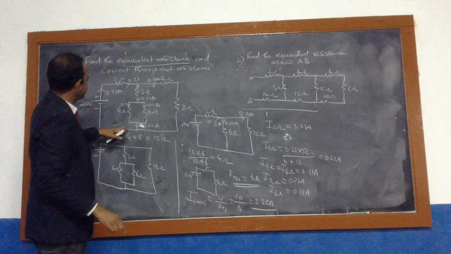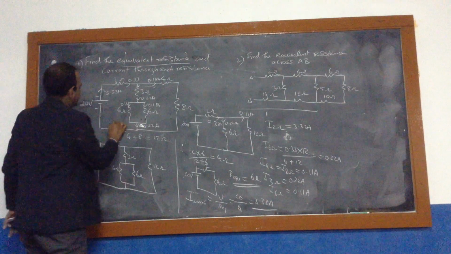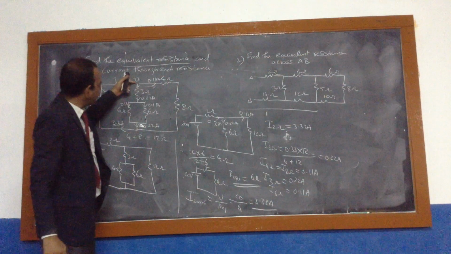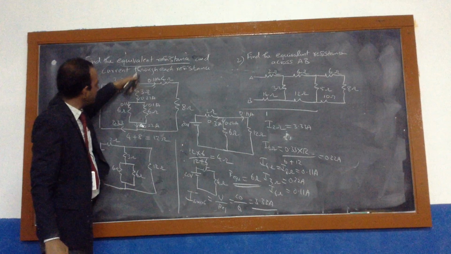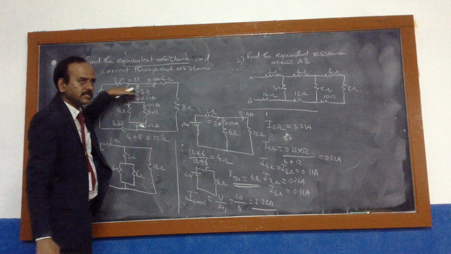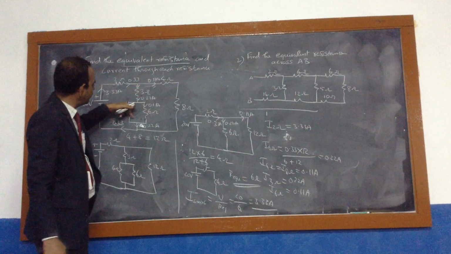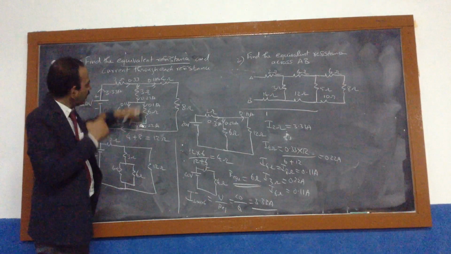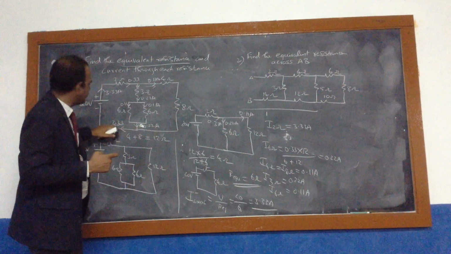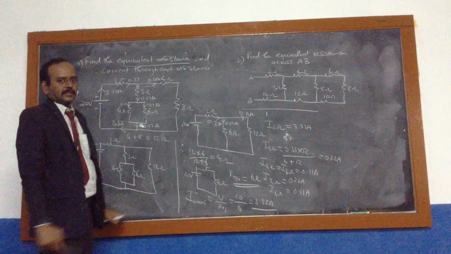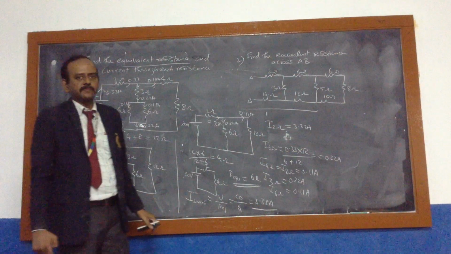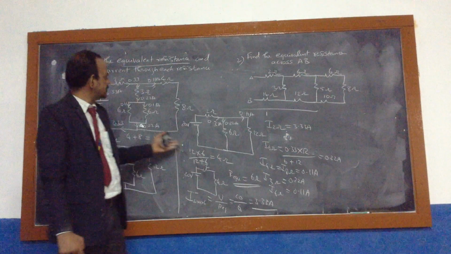So what is the current? 0.33. So here the total current is 0.33. This 0.33 is divided into 0.22 and 0.11. Here 0.22 is again divided into 0.11 and 0.11, and again the current will be 0.22, and this current will be 0.11, and the total current here is 0.33. So these are the currents flowing through each resistance. I think this is clear to you.